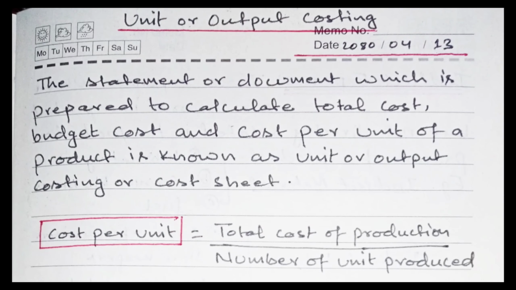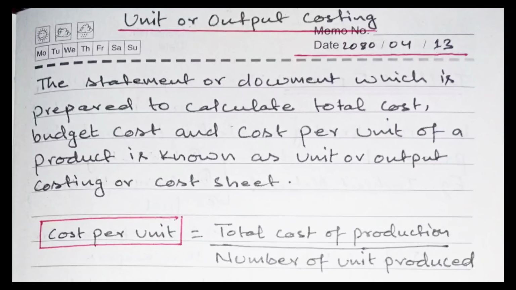Today we are going to learn the chapter unit or output costing. In this chapter, we learn how to calculate the cost of a product.